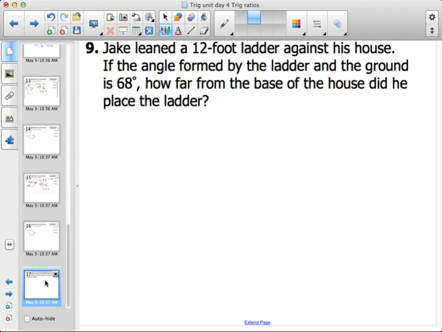All right, so a lot of times we'll just have a simple triangle. Here's going to be my house. My ladder will be represented like this. It is saying that it is a 12-foot ladder. The ground is here. We'll use green to represent grass. And the measurement of this angle, it does appear, should be 68 degrees. All right, and the question is, how far from the base of the house did he place the ladder? So we're just going to call that x.